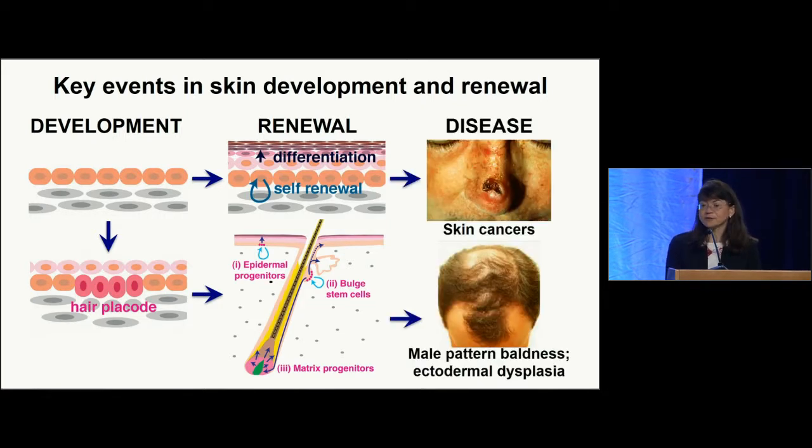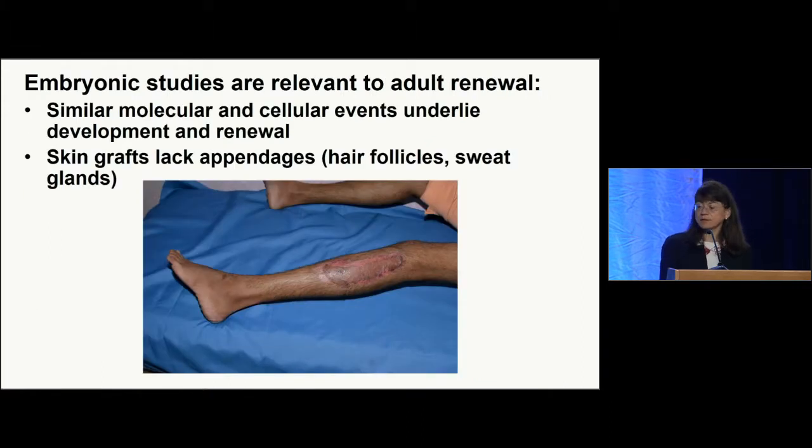And defects in these processes lead to diseases such as skin cancers and common conditions such as male pattern baldness, as well as genetic dysplasias. So studying the embryonic events involved in appendage development in particular is really relevant to understanding the adult renewal of these organs, because we find that similar molecular and cellular events underlie both development and renewal. And understanding these processes also has practical applications.